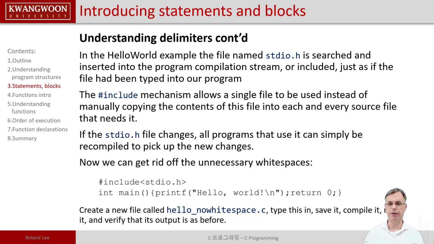We will encounter many of these kinds of files, those that are part of the standard library and those we create ourselves as we begin to make our programs more complex and useful. Now, with our understanding of delimiters, we can remove the extraneous spaces, tabs, and new lines. We can pare it down to just keywords, tokens, and delimiters. Our program, hello new white space C, would look like this. You see that? And that also would run the same way as we have just run it before.